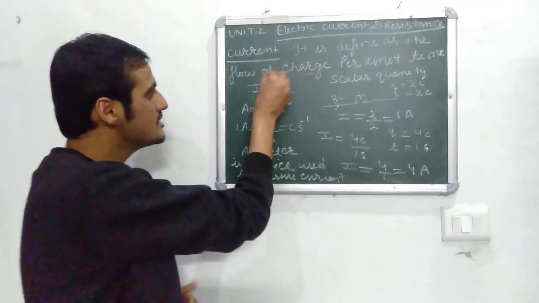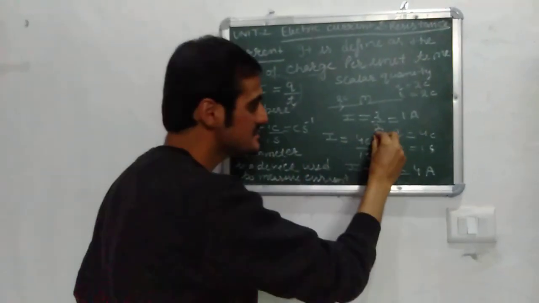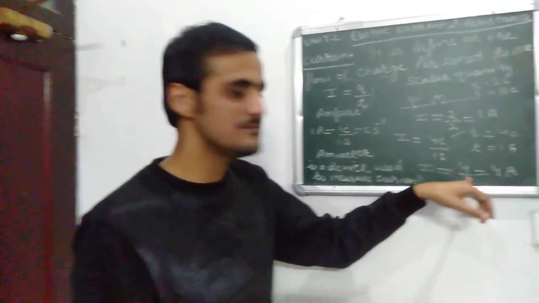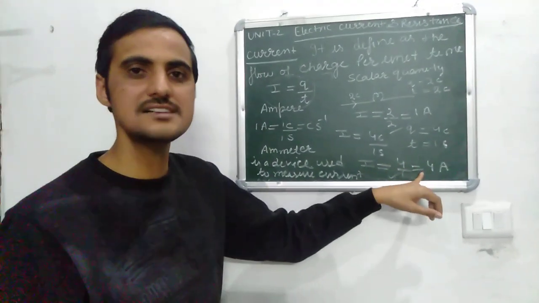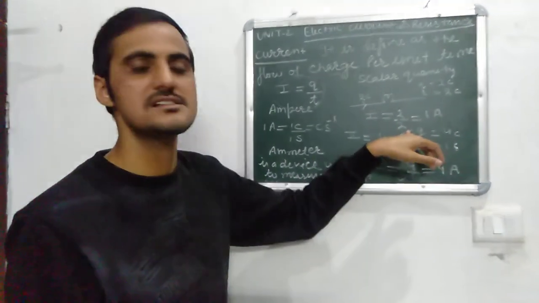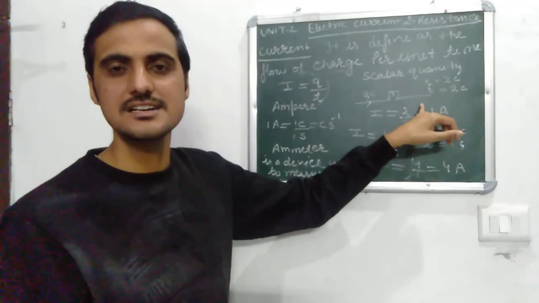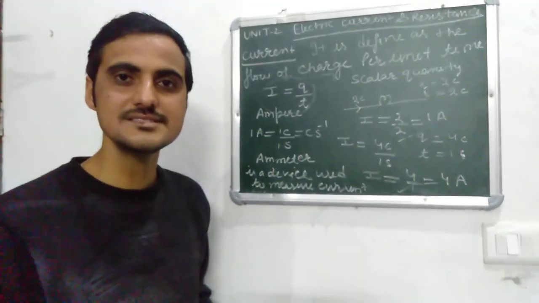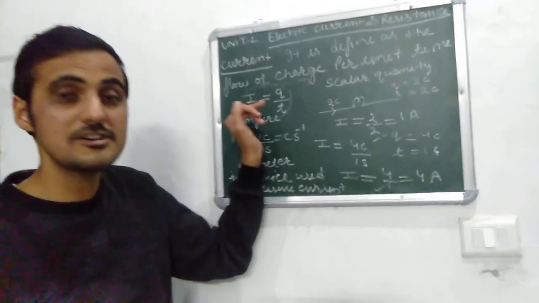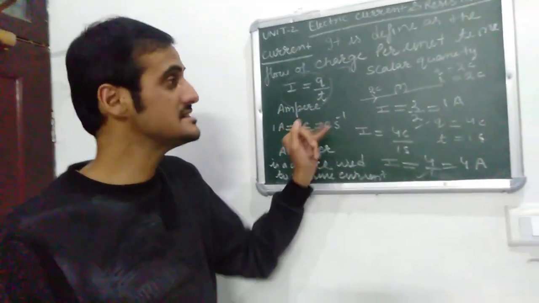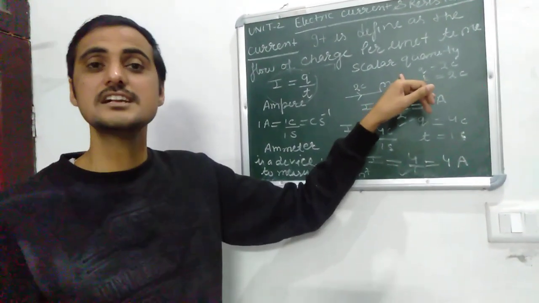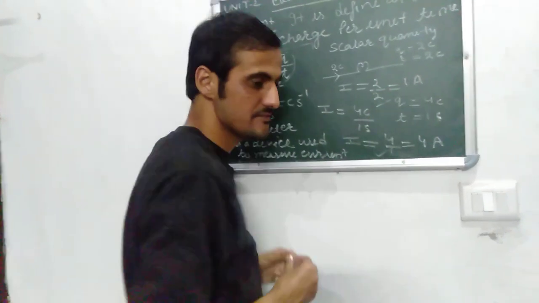From this equation we can say these statements. If the value of the time is less, the value of current is large. If the value of the time is large, the value of current is small. This is the current. Which type of quantity is this? This is a scalar quantity, and the direction of the current is positive to negative.